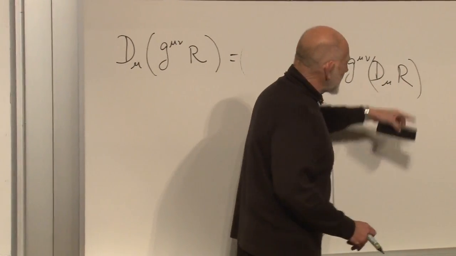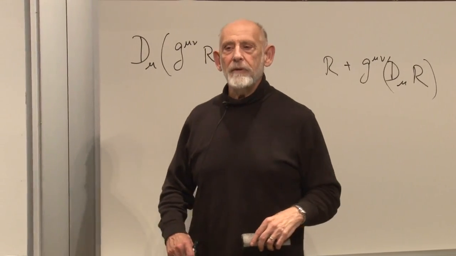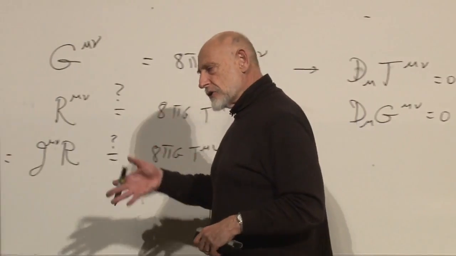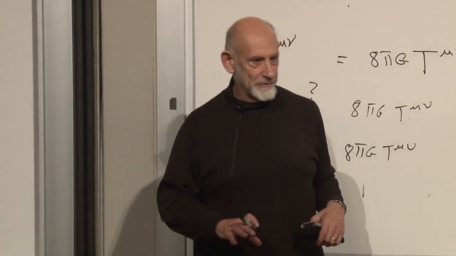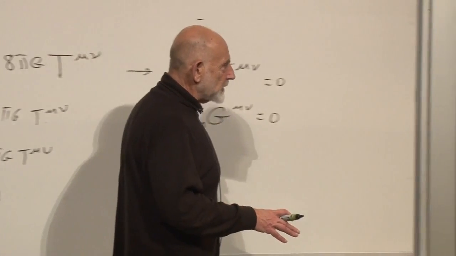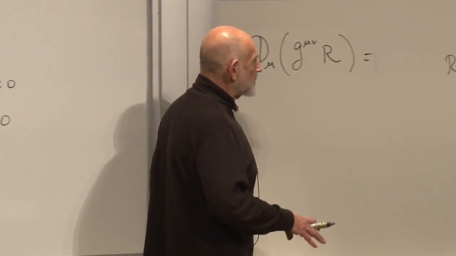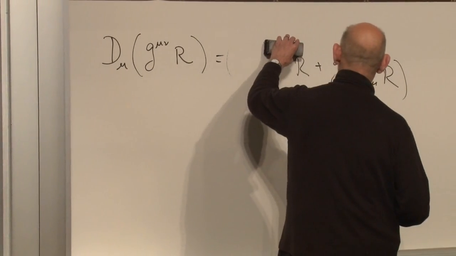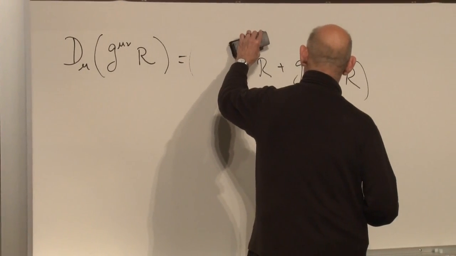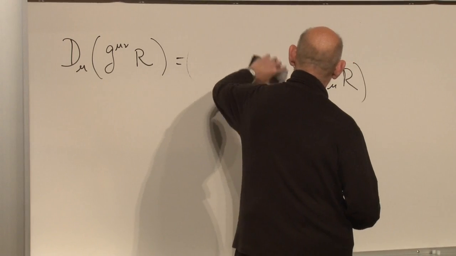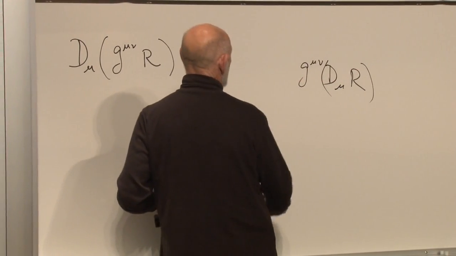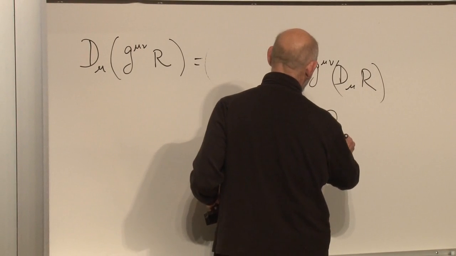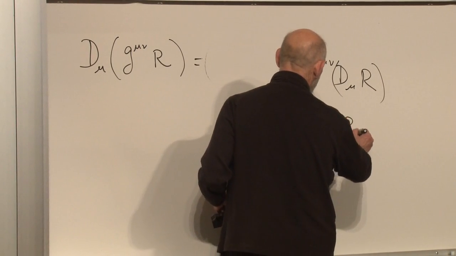And now r is a scalar. The covariant derivative of a scalar is just the ordinary derivative. Scalars don't have any indices. Covariant derivatives of scalars are just ordinary derivatives. What did I write here? R plus. That went away, yeah. Okay, what about this? This is just equal to g mu nu times the derivative of r.